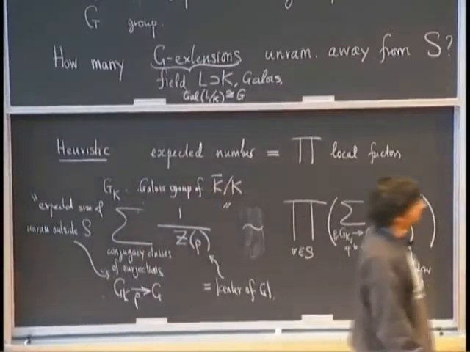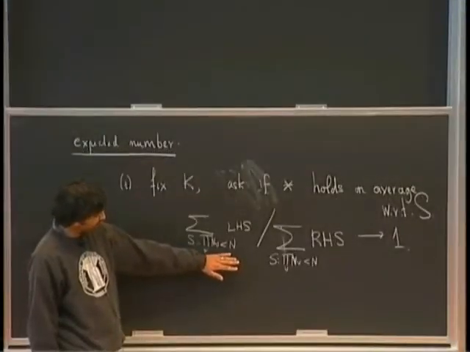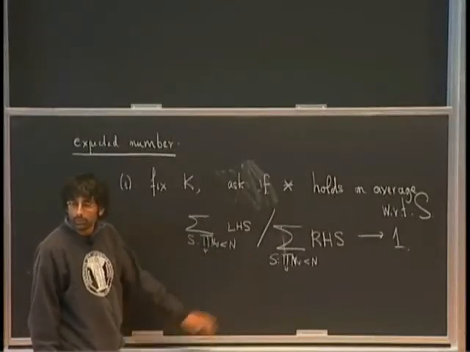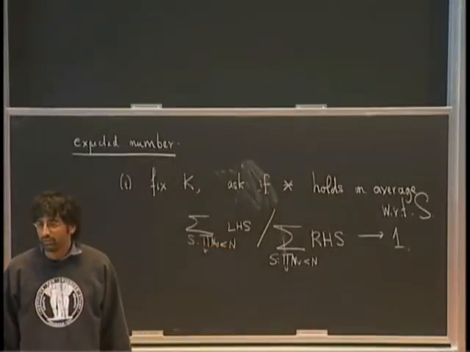Okay, so for example here, you could fix the field, you fix the group, and then you average over all sets of places with norm. So this corresponds to discriminant counting in the usual sense.